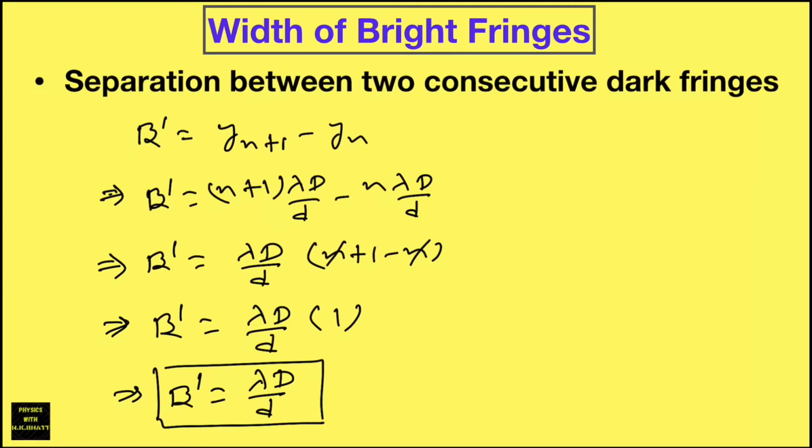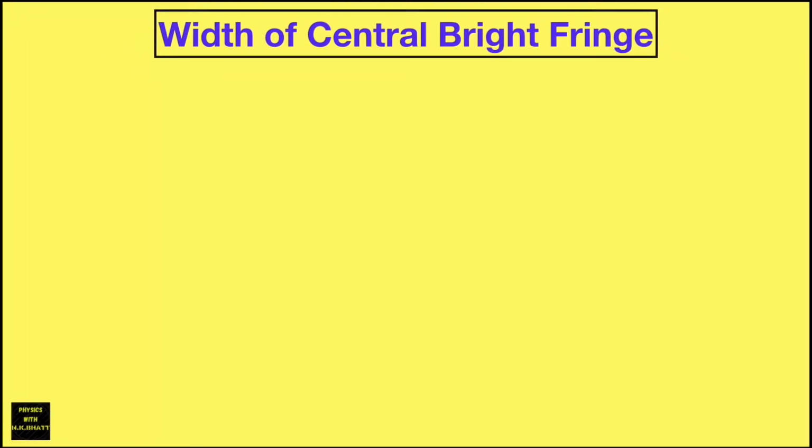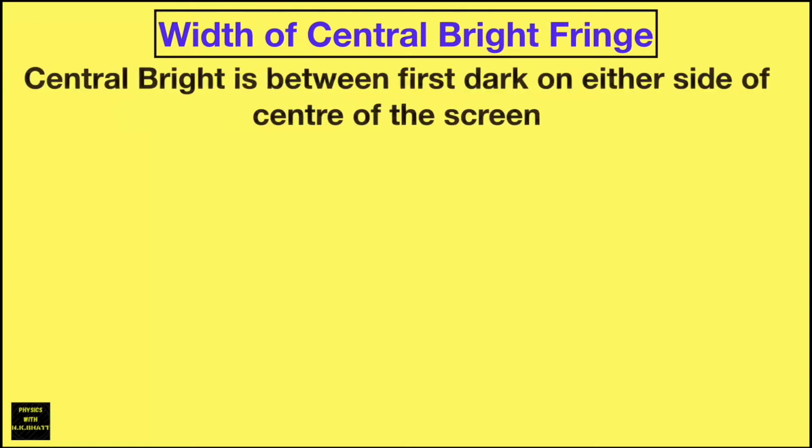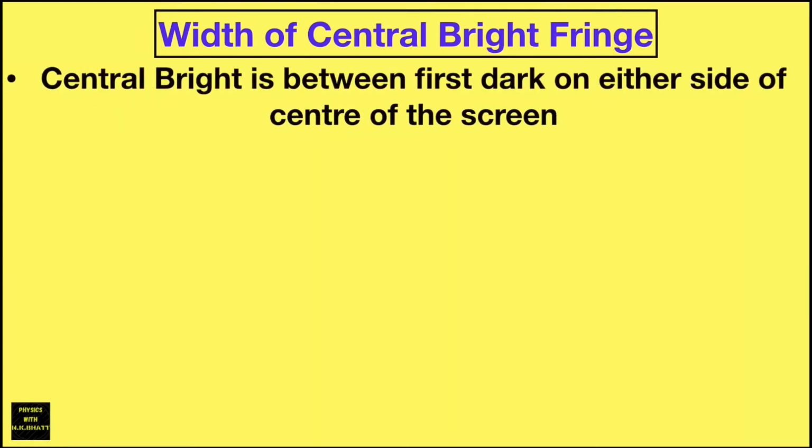Now, it's the turn for the central bright fringe. Let us see how to find the width of the central bright fringe. The central bright fringe is lying between the first dark fringes on either side of the screen. We had seen in the diagram that above the central bright fringe there is a dark fringe, and below the central bright fringe also there is a dark fringe, and that number is 1. So, the distance between these two first dark fringes on both sides is equal to the width of the central bright fringe.